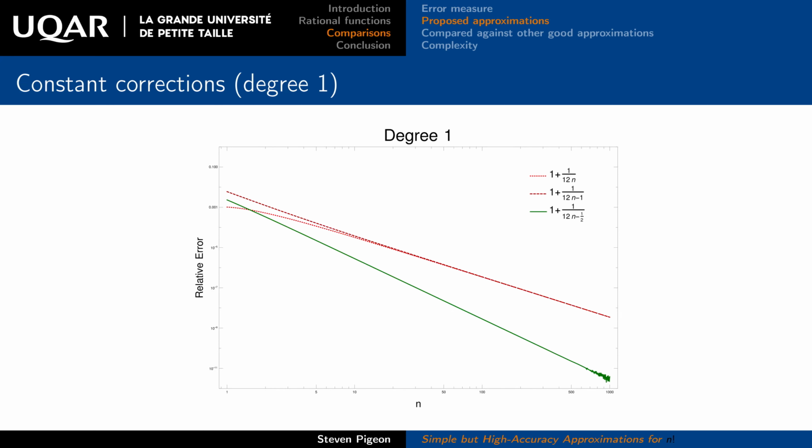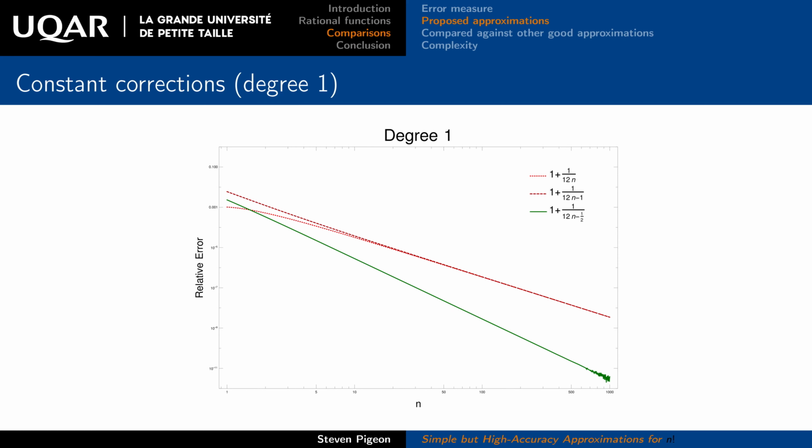Let us now compare constant corrections. Here we have Stirling's series, truncated to its first two terms. We have Hodgman's correction, and our solution with alpha equal to -1/2. We see that our proposed solution does really better than either of the two alternatives.